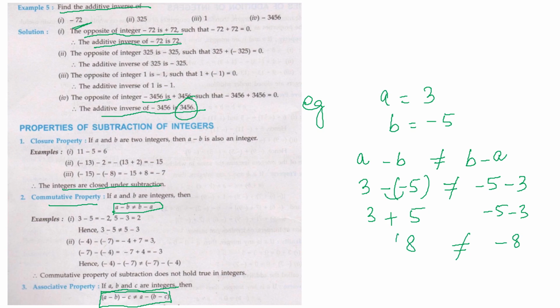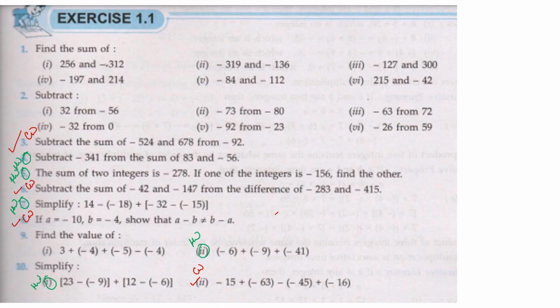So they are not equal, isn't it? 8 should be equal to 8. 8 is not equal to minus 8. That's how it holds for the commutative property.